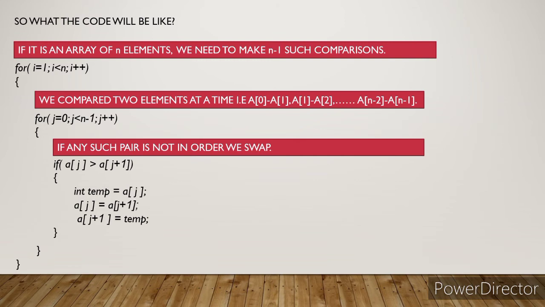So what we can do is, in the inner loop for j equal to 0, j less than n minus 1, j plus plus, instead of n minus 1, we can place n minus i. So when i is 1, it will be n minus 1. When i will be 2, it will be n minus 2. That means it will leave out the last element, as the last element is already in its position. When i will be 3, it will be n minus 3, so it will leave out the last two elements. So like this, the process will continue.